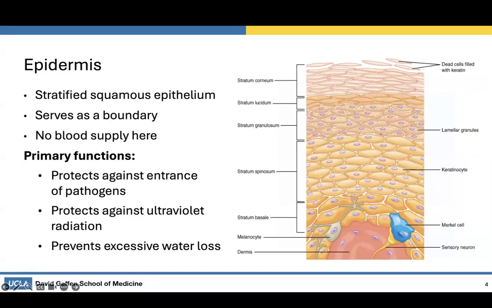Starting first with the outermost layer, the epidermis. The epidermis is made up of stratified squamous epithelium that serves as a boundary for protection. This layer does not contain any blood vessels, but instead, the deepest layer of the epidermis receives blood supply from the dermis. The primary functions of the epidermis are to provide protection against outside pathogens, protect against ultraviolet radiation from things like the sun, and prevent excessive water loss.